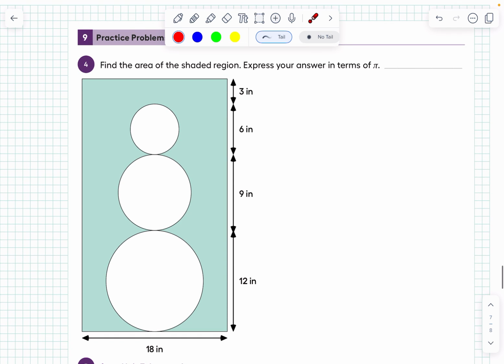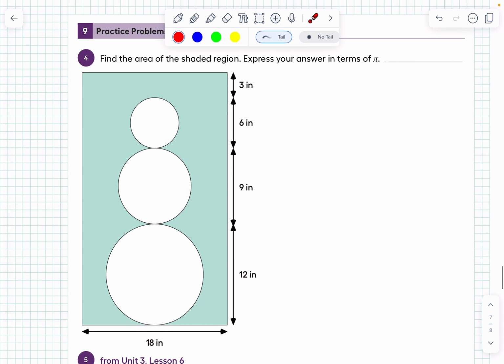Okay, number 4. I didn't love the last problem, by the way. Find the area of the shaded region. Express your answer in terms of pi. I'm going to do this in terms of pi because when we use 3.14, that's an estimation, since pi is a never-ending number. If we use pi, that is an exact answer because we're leaving it with the pi symbol.